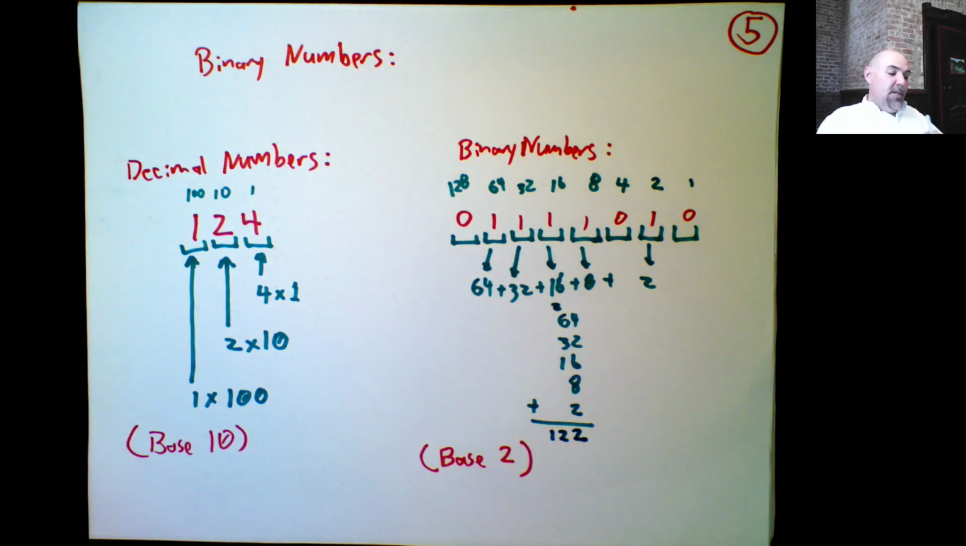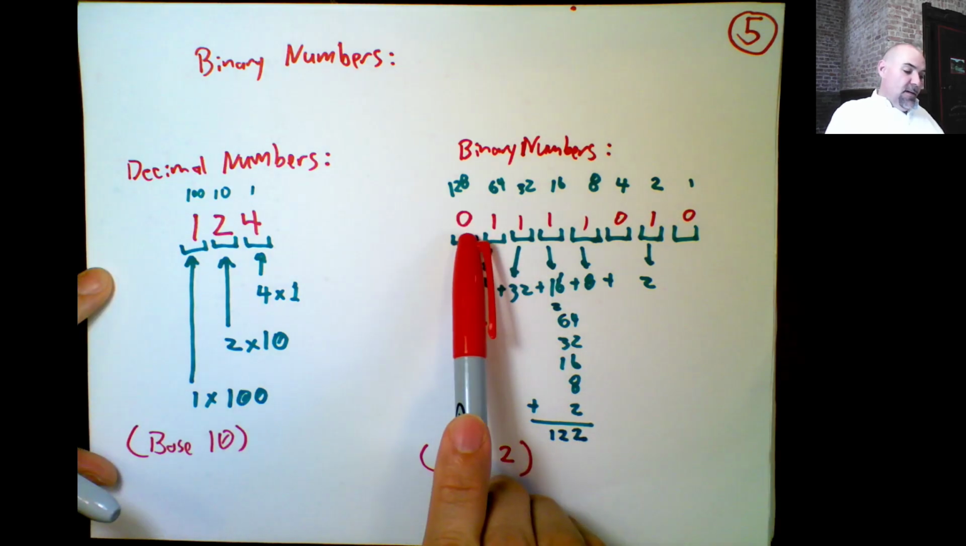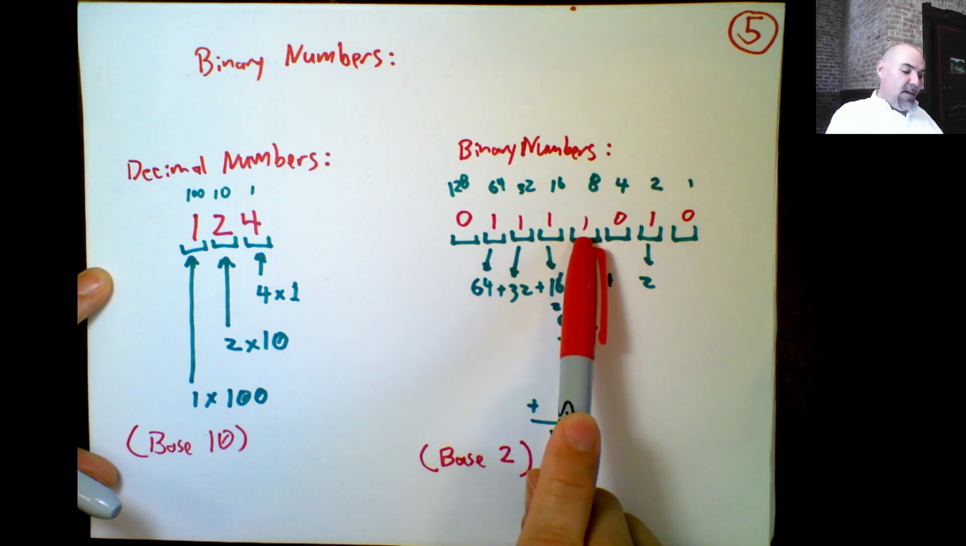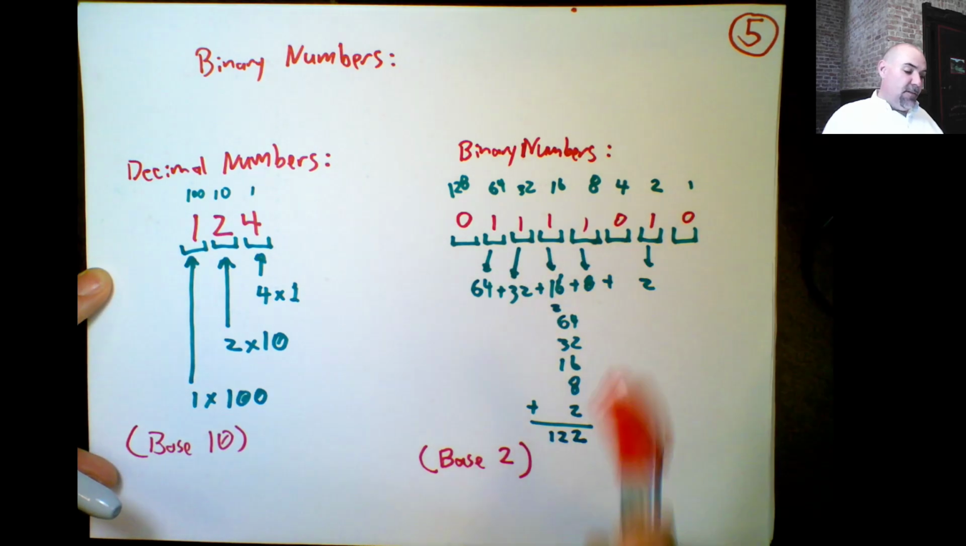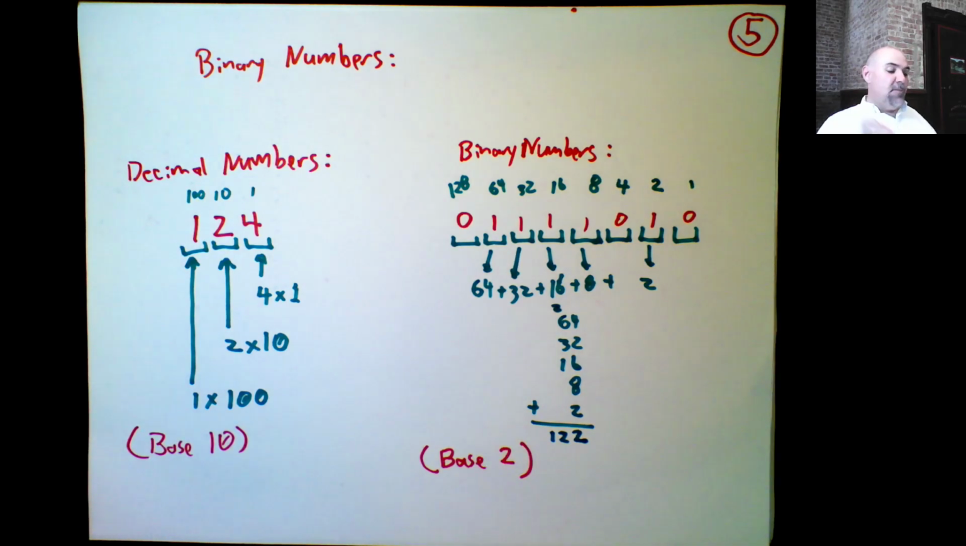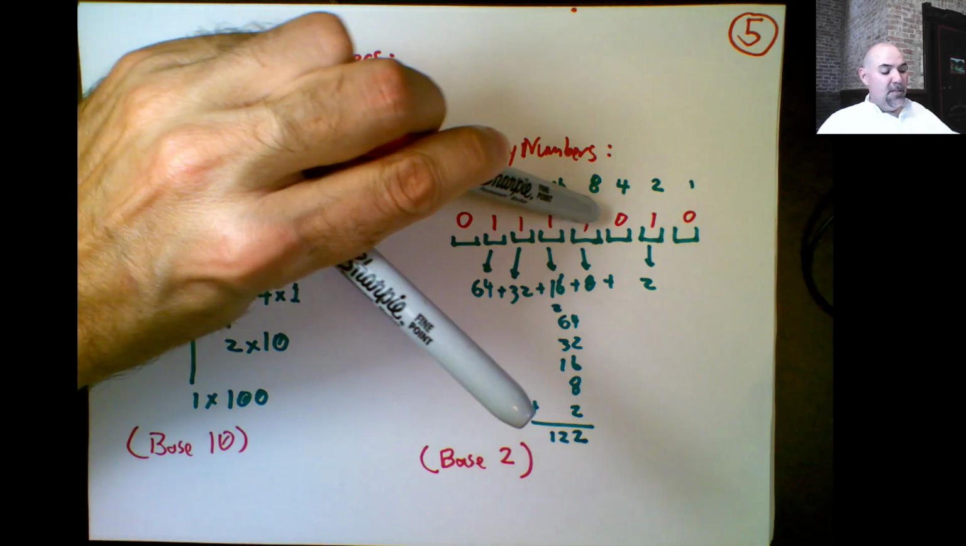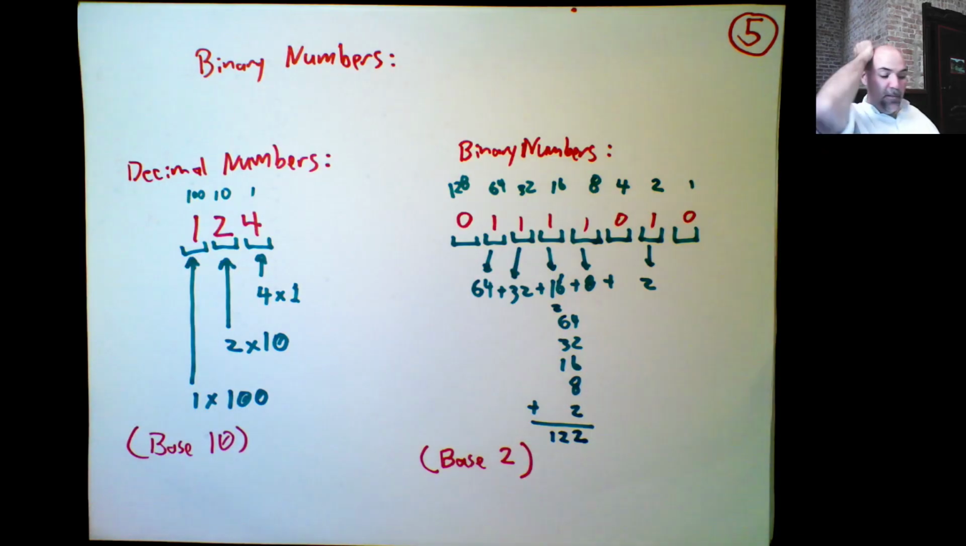So 122 is essentially no 128s, 1 64, 1 32, 1 16, that, or 0 of those, 1 of those. So 64 plus 32 plus 16 plus 8 plus 2 is 122. So when you store 122 inside of the computer, it looks like 0, 1, 1, 1, 1, 0, 1, 0, which doesn't even look like ones and zeros. It's just a switch that's off. That one's on, that one's on, that one's on, that one's on, that one's off, that one's on, that one's off. That's the pattern that it would look like, but to us, that could represent a 122.